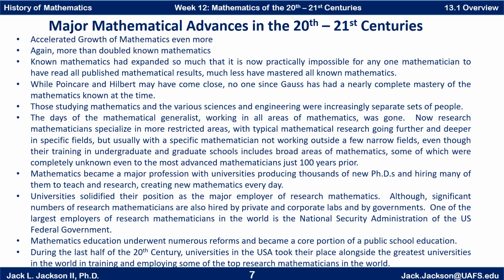During the last half of the 20th century, universities in the United States took their place along the greatest universities in the world in training and employing some of the top research mathematicians in the world. Really, when you looked at the 19th century, if you wanted to look at the best place to go get a mathematics education and where the best mathematics research was going, you're going to look at the great European universities, you know, Cambridge and Oxford in England and Göttingen and Berlin in Germany and some of the places in Paris and different places like that in Europe.